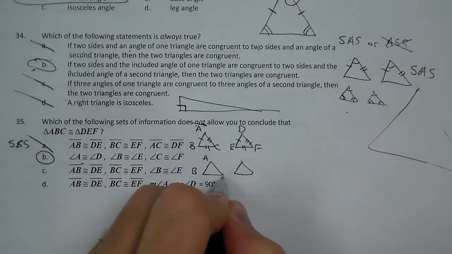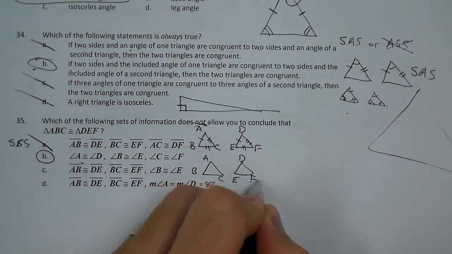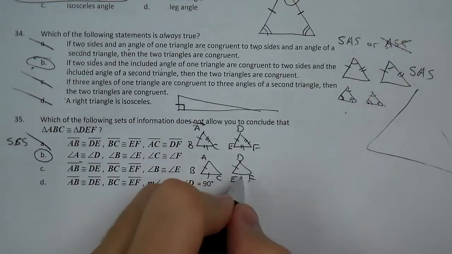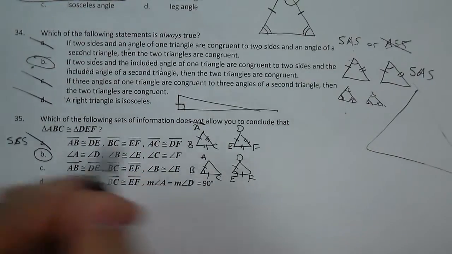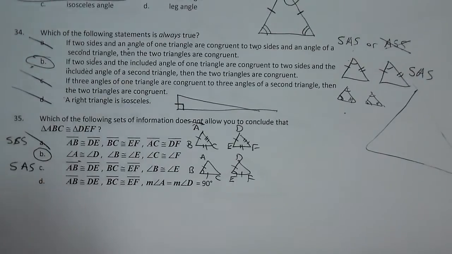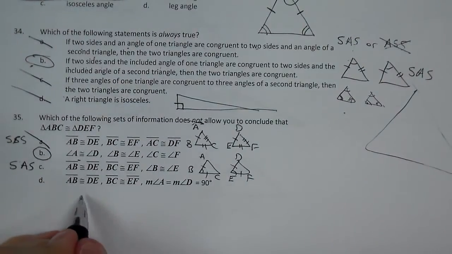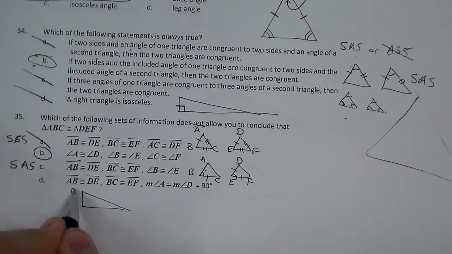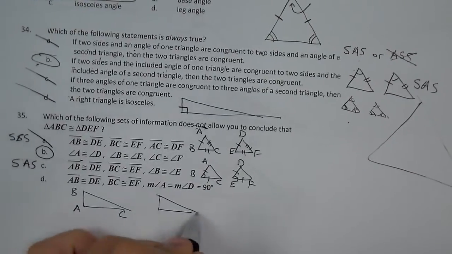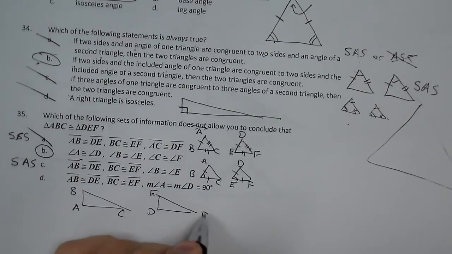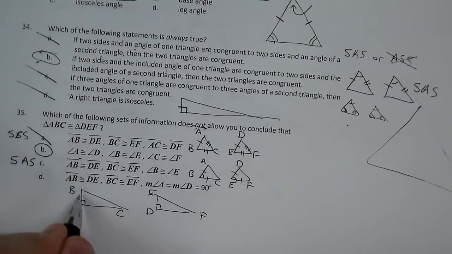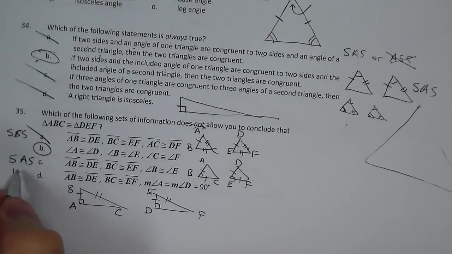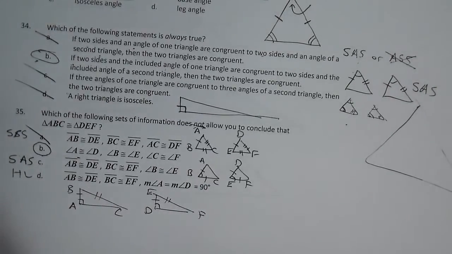Got A, B, C, D, E, F. Got AB, DE, BC, EF, and then angle B, angle E. That looks like a side, angle, side. That one's looking safe. And last, D. I go A, B, C, D, E, F. We got right angles, AB, DE, BC, EF. That looks like a hypotenuse leg, so it looks like B would be the incorrect answer.